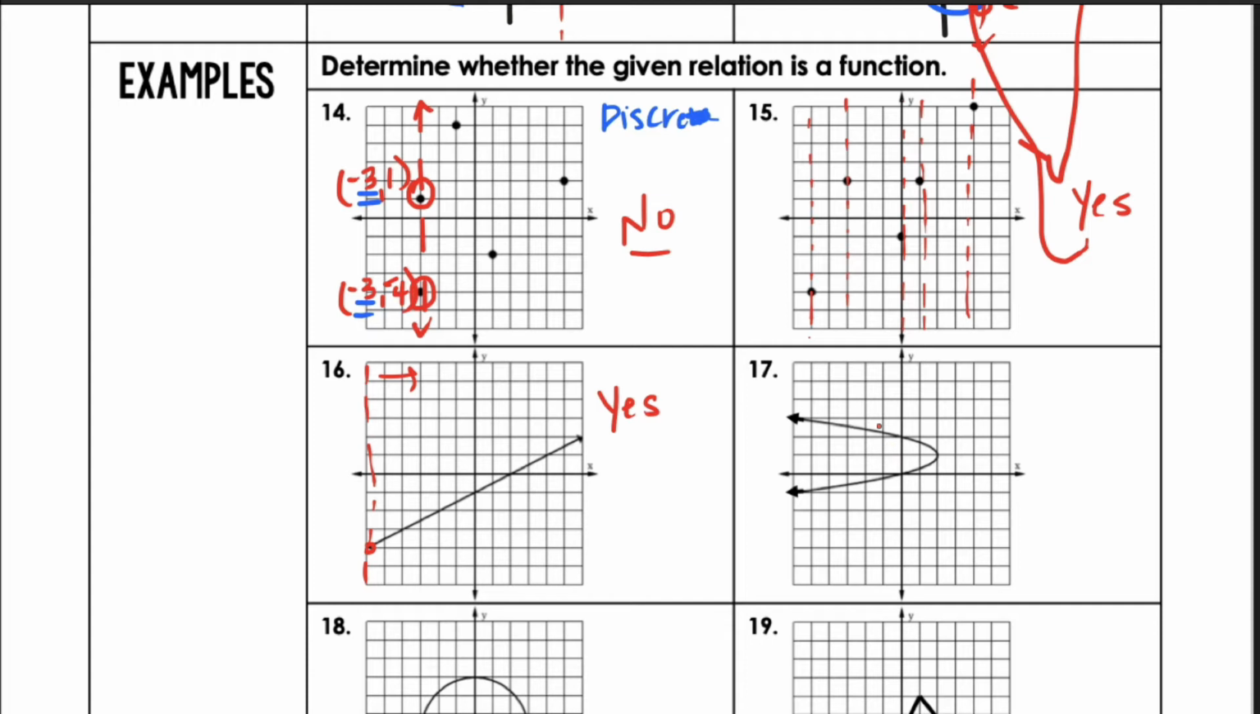Number 17, I could draw a vertical line right here. It's going to cross here at the top of this U-shaped curve, and it's going to cross here at the bottom again. Okay. So we have two spots or 2 points of intersection, so we would say that the answer is no, it is not a function.